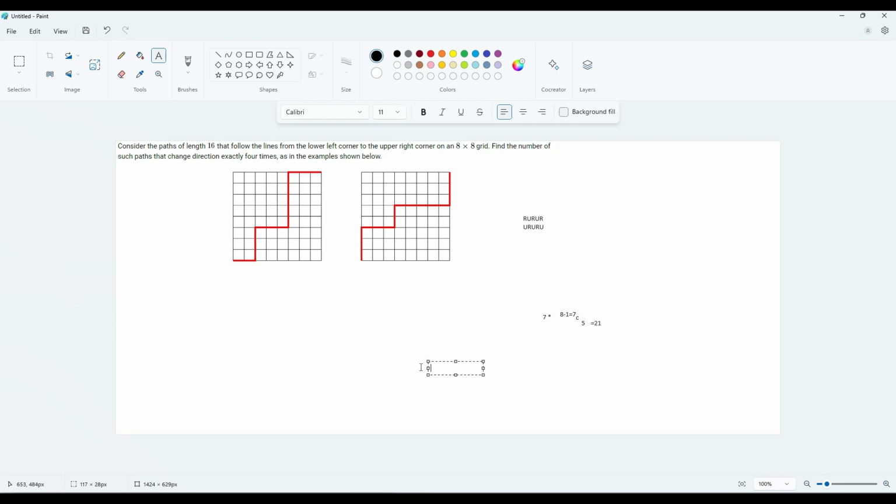So now that we have that labeled out, we can do 7 times 21, then times 2, as we were first accounting for both of the cases there. So 7 times 21 times 2 is equal to 294. And that is the answer to our problem. 294.